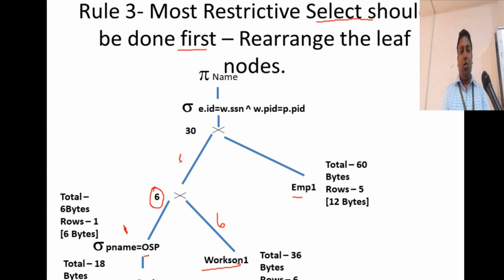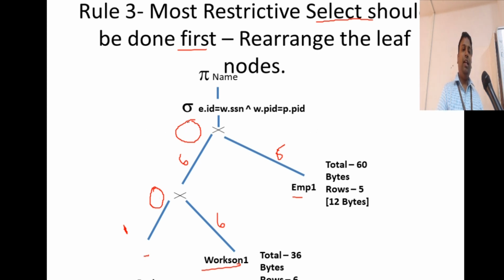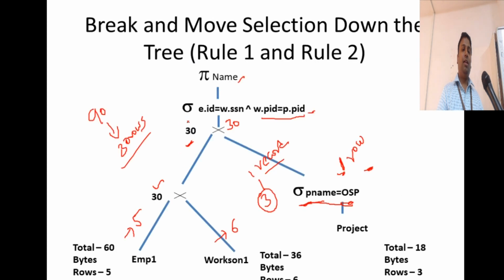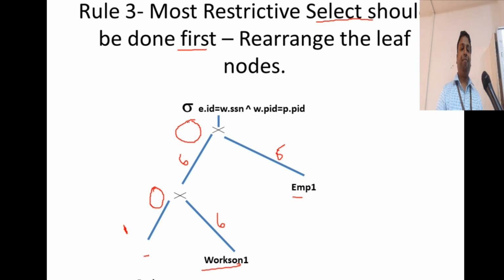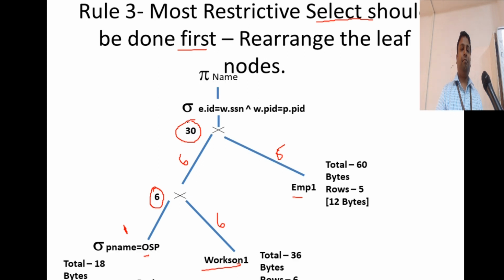Now you have 6 rows this side, you have 5 rows this side, and the Cartesian join will be 30. The same tree, before rearranging the leaf nodes, when you take a look at the previous slide, we have 30 records generated in the intermediate results. After rearranging, what happened? Your intermediate relation size went to only 6 rows. Got it?